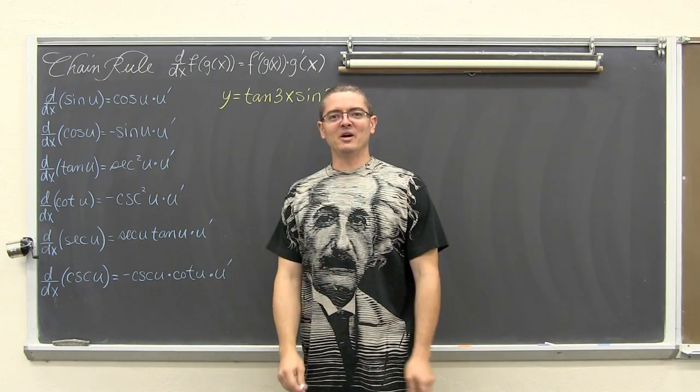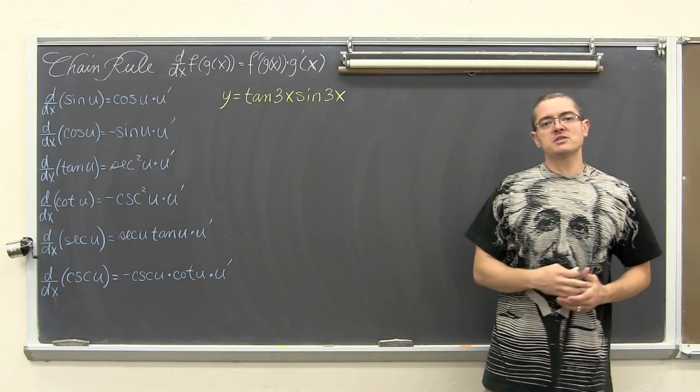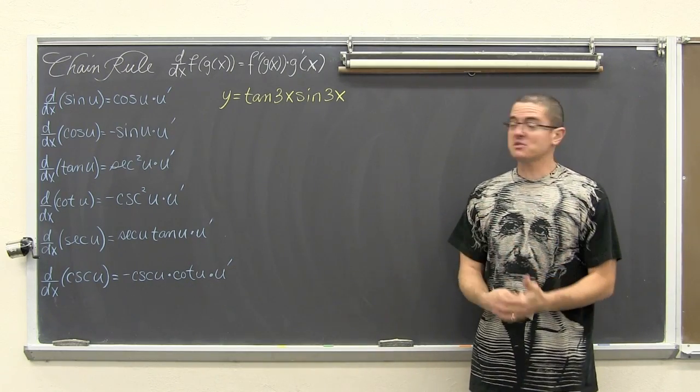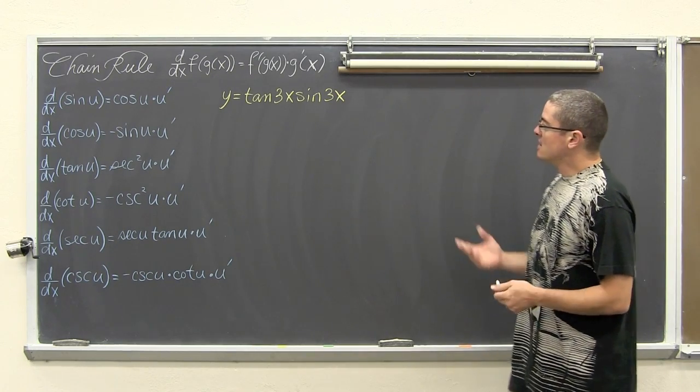Hi, I'm Mr. True. Well, part 2 of doing the chain rule when your functions involve trigonometric functions. So we've got y equals the tangent of 3x times the sine of 3x. So what do we have here?